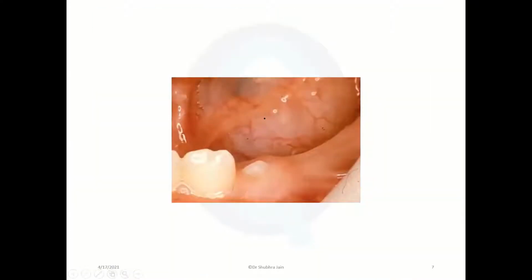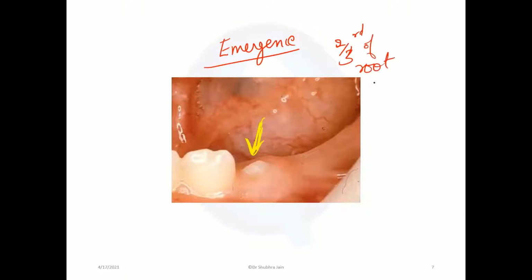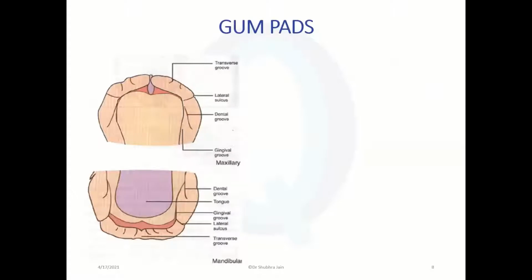Now the other question comes on this phenomenon. What is this? This is a tooth tip. What is this phenomenon called? When the tip of the tooth is visible in the oral cavity, it is called emergence. Emergence happens when 2/3 of the root is present. When 2/3 of the root formation has taken place, then emergence happens in the oral cavity. This is how emergence looks like. So emergence takes place at Nolla stage 8. So these are the two things that you need to remember from the Nolla stages of tooth development.